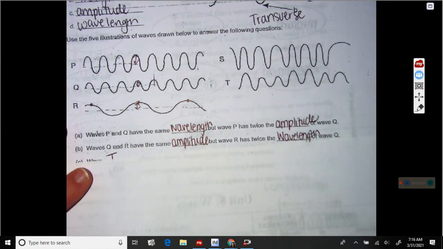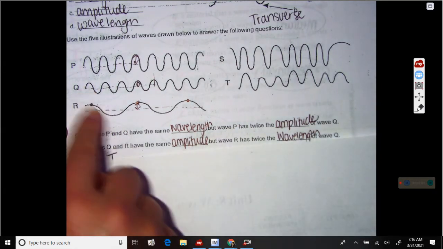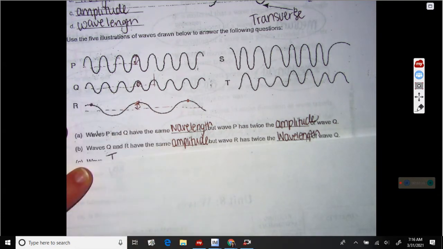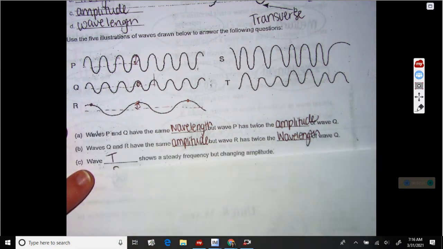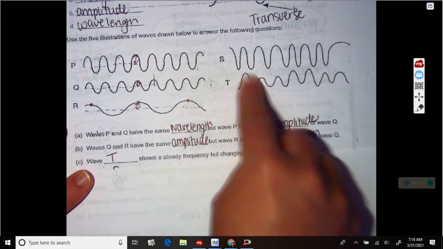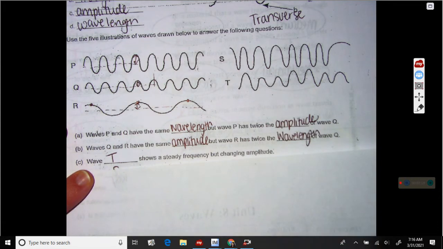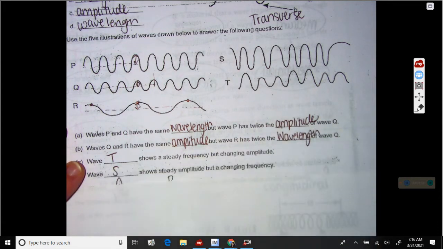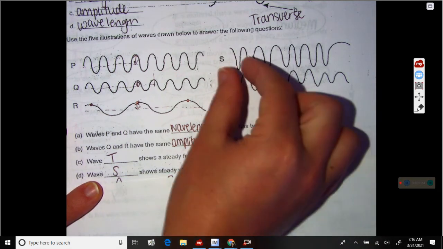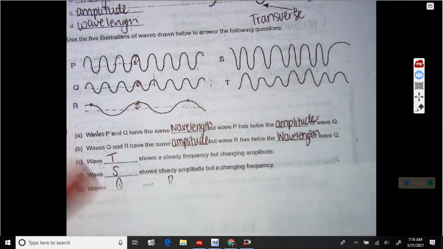All right, Q and R, okay, this wavelength is way longer, has twice the wavelength, but the amplitude is the same. All right, wave T shows steady frequency but changing amplitude. You can see the amplitude is going up and down. Amplitude is how high it is from the center. Wave S, so steady amplitude but changing frequency. Sometimes the waves are close together, sometimes they're far apart.